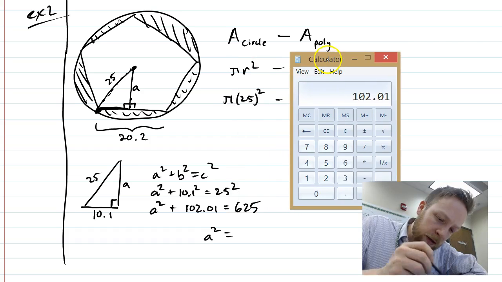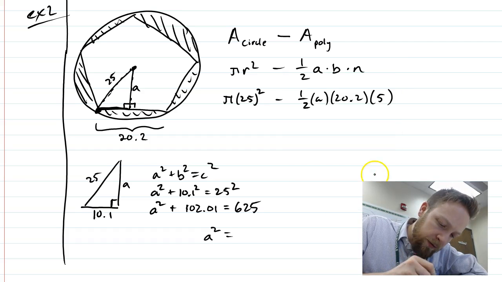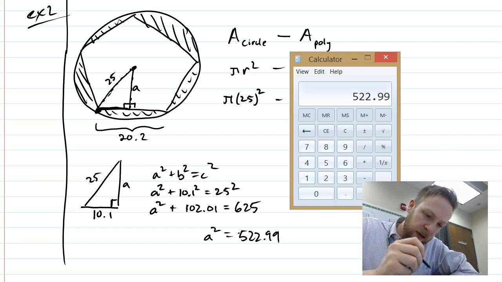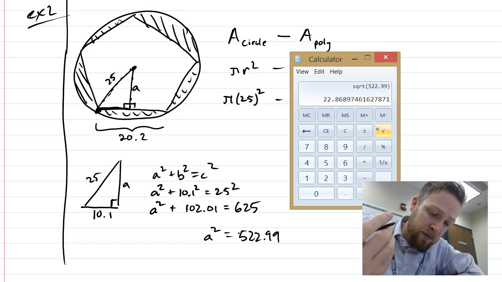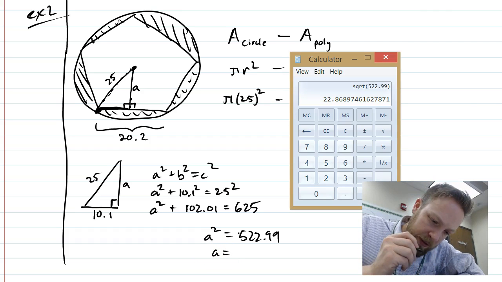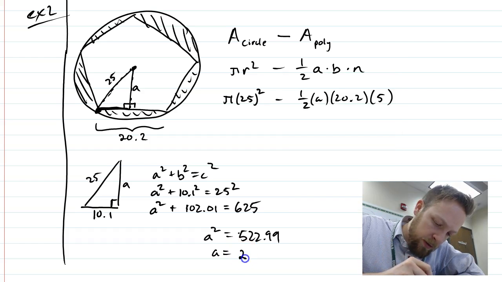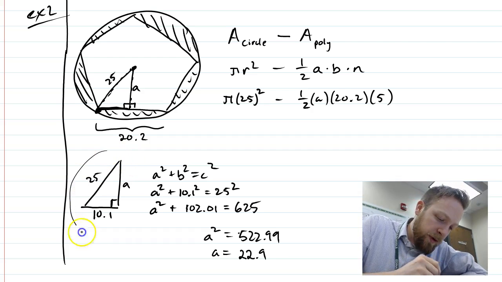I subtract 102.01 on both sides. So let me do that here. 625 minus 102.01. That's 522.99. And then I just have to square root. That will get my A alone, and I'm getting 22.8689, blah, blah, blah. But we round to the tenth, so I'm going to write A equals 22.9.